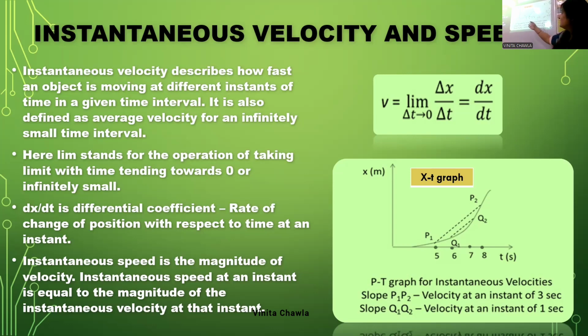So why are we comparing this, P1, P2, Q1, Q2? Why are we taking these points here? Mudit? No idea?